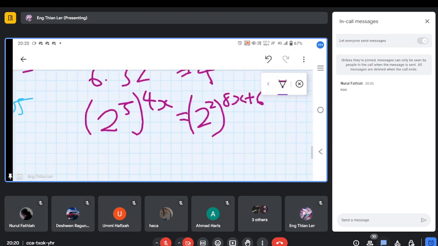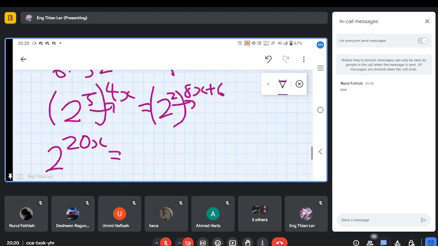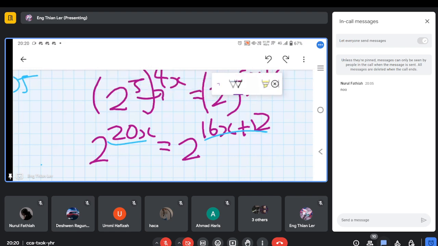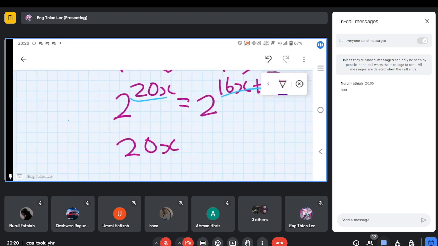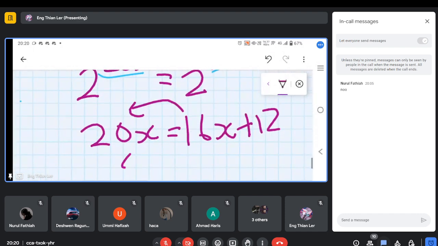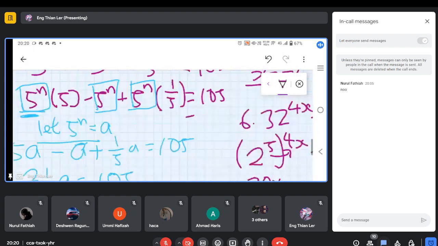Based on the law of indices, this multiplied by this, and this 2 multiplied by this. So 2 times 5 times 4 is 20, and the x equal to 2 to the power of 16x plus 12. And now look at this. These are equal, and because they have the same base, we can equate the powers. So now, comparing, 20x equal to 16x plus 12. This goes to there, 4x equal to 12, x equal to 3. Simple. Okay.